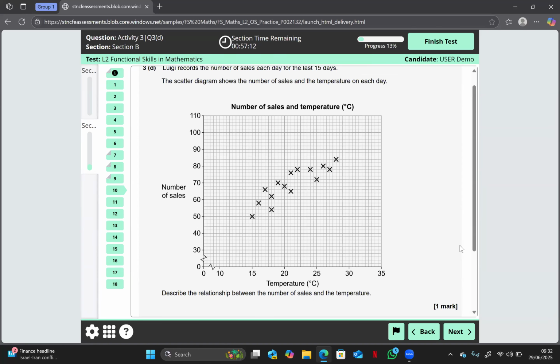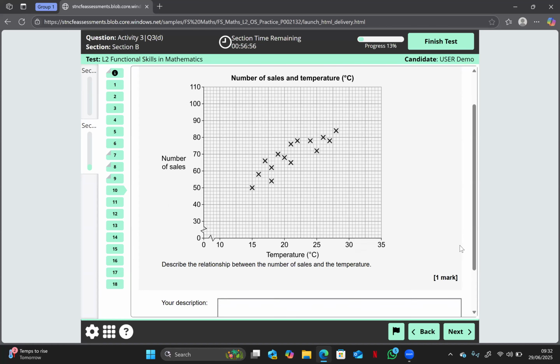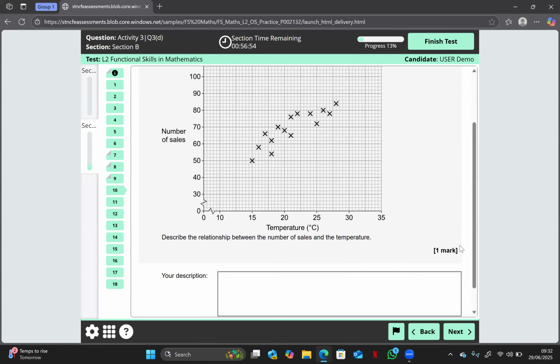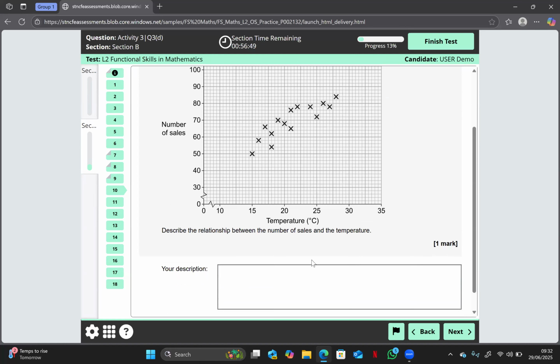Now, Luigi records the number of sales each day for the last 15 days. The scatter diagram shows the number of sales and the temperature on each day. So describe the relationship between the number of sales and the temperature. So the relationship here is a strong positive correlation.